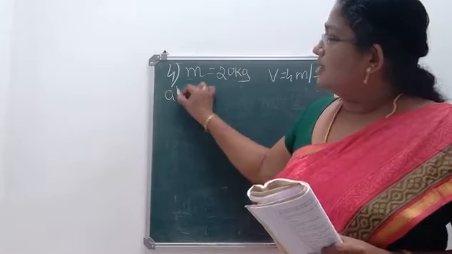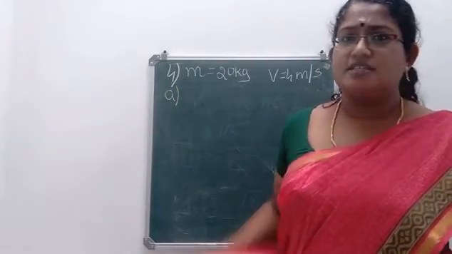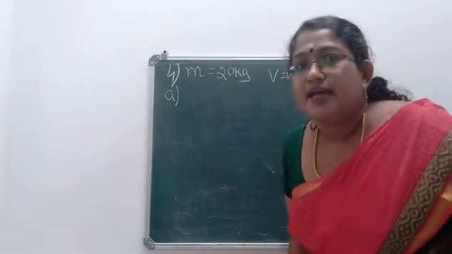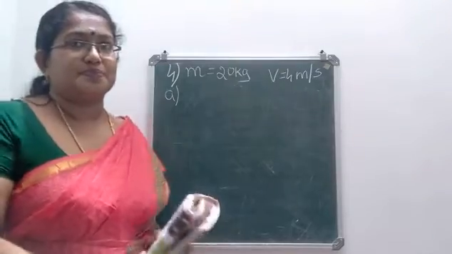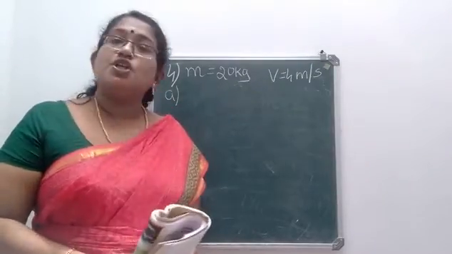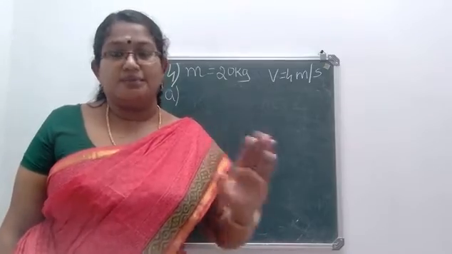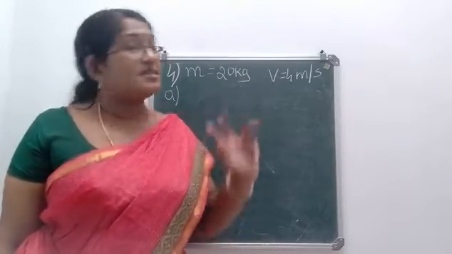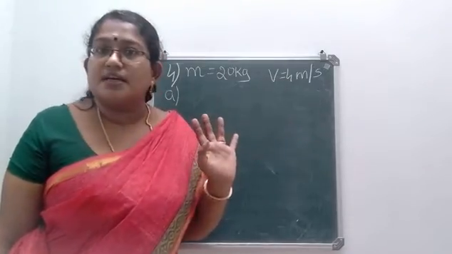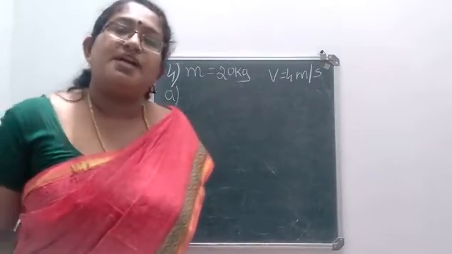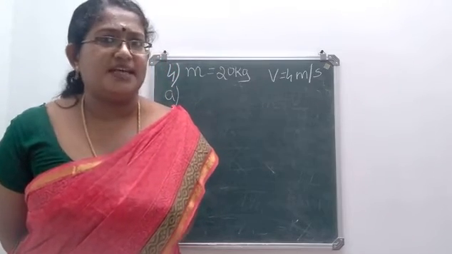First question is, find the potential energy when it reaches the highest point. You are asked to calculate the potential energy. Mass and speed are given. What should we do? What is the equation to calculate potential energy? Potential energy is given by mgh. Mass is given. We know g as 10. Height is not given. Then how can I calculate the potential energy? Without height, how will I calculate?